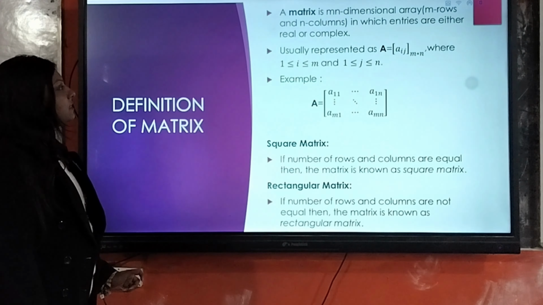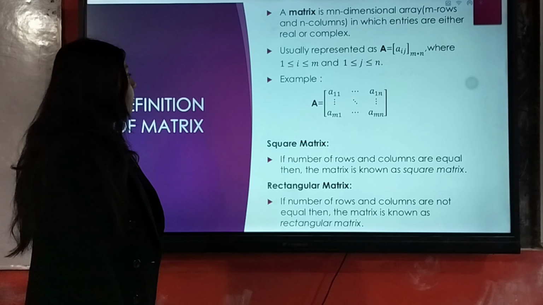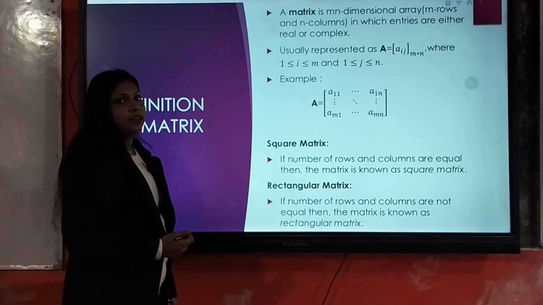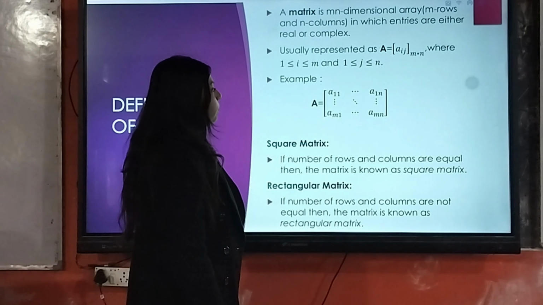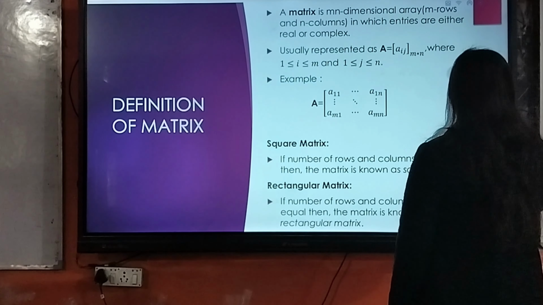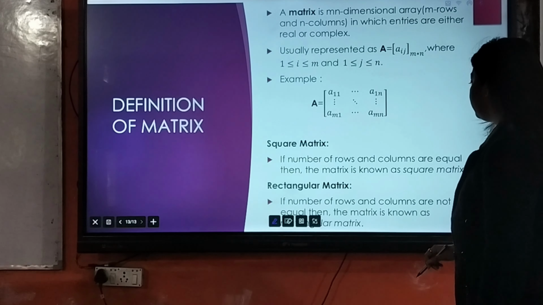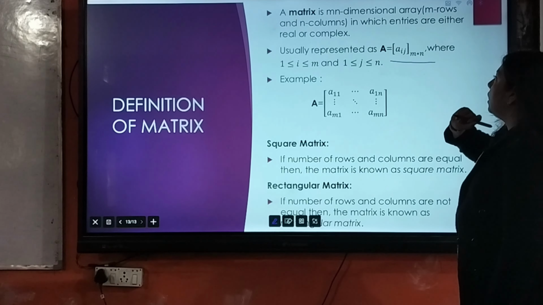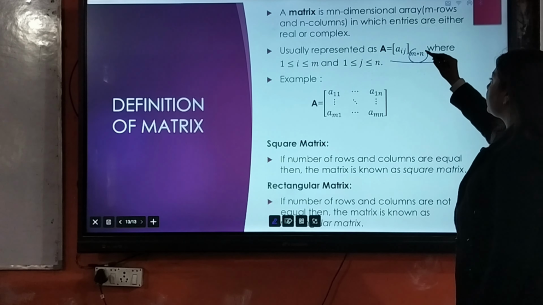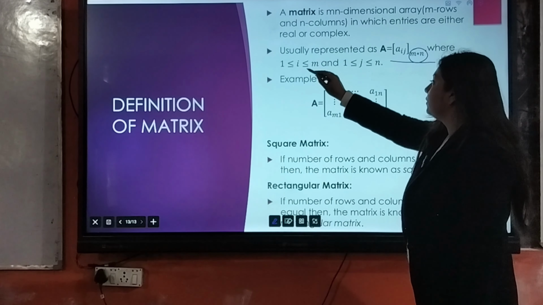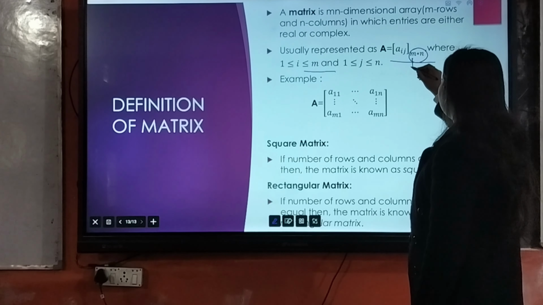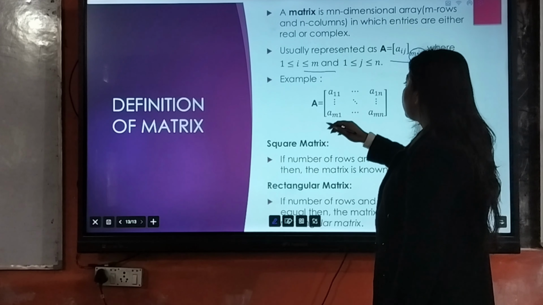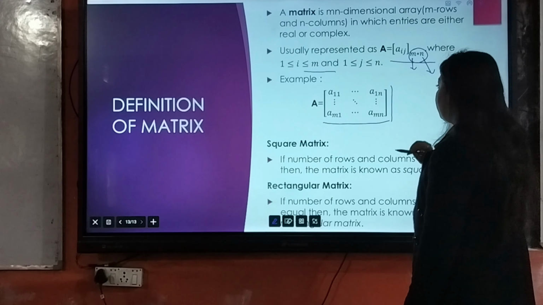Matrix. A matrix is an array with m rows and n columns in which entries are either real or complex. Usually, the representation of a matrix is as follows. So this is how we represent an m cross n matrix with some indexing. Here m represents the number of rows and n represents the number of columns. So this is the general representation of a matrix.